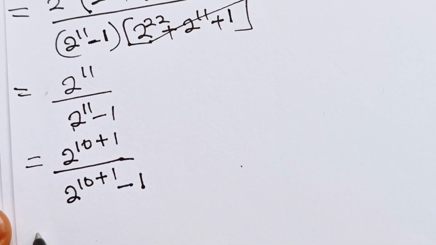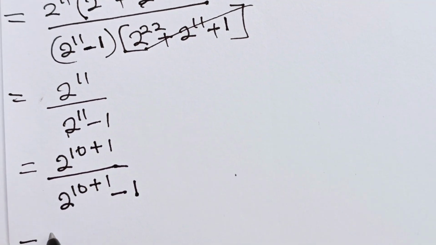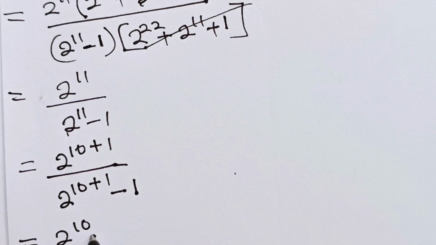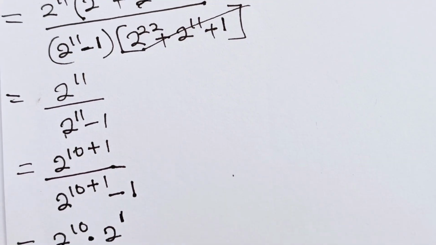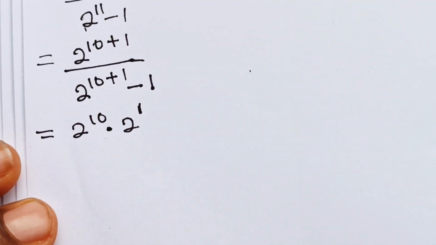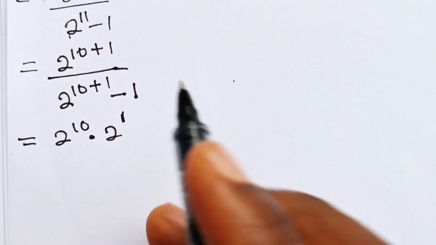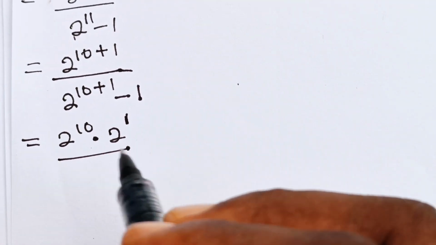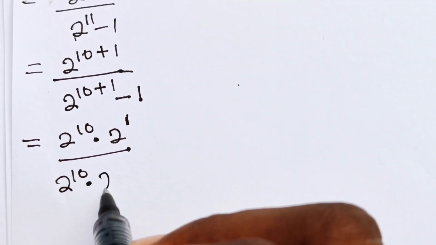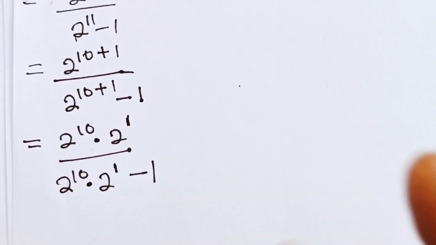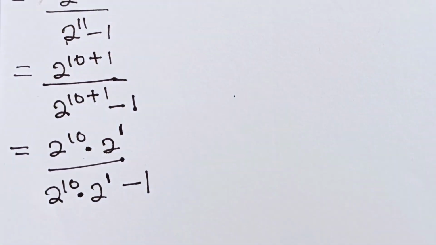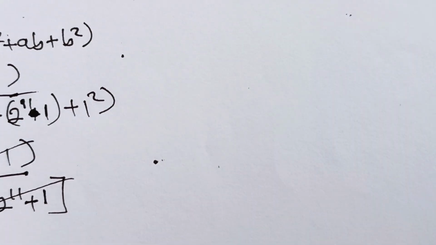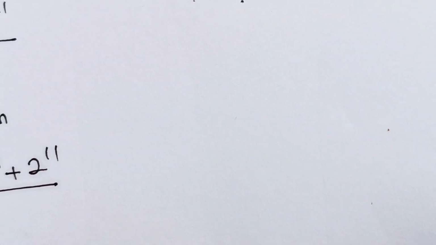So this is equal to 2 to the power of 10 multiplied by 2 to the power of 1, using the law of exponent, now divided by 2 to the power of 10 multiplied by 2 to the power of 1 minus 1. Permit me to use this side of the whole thing. Excuse me, so let me draw my line.